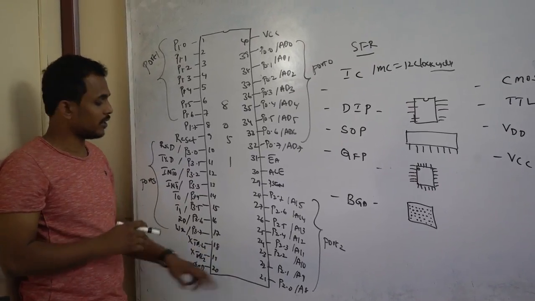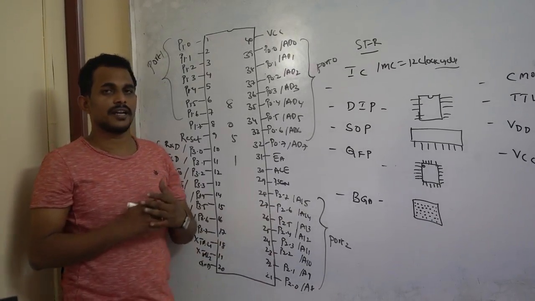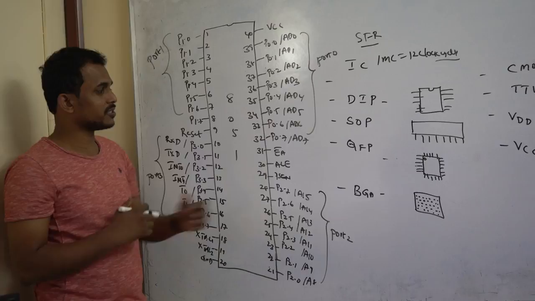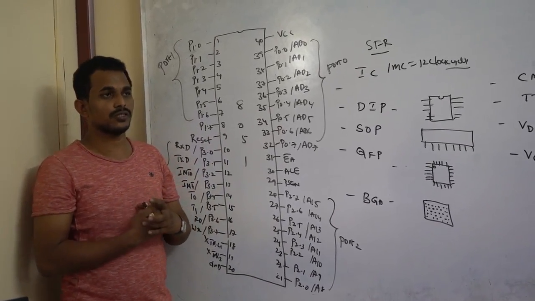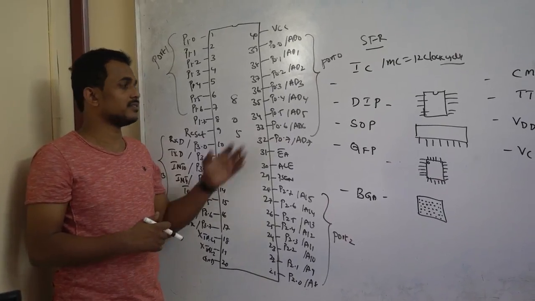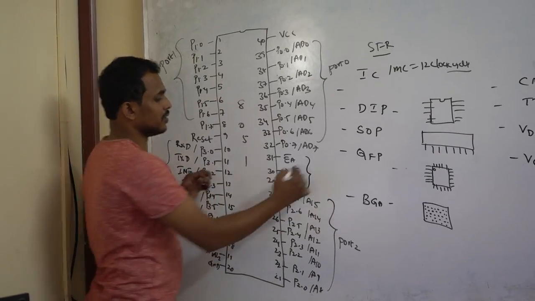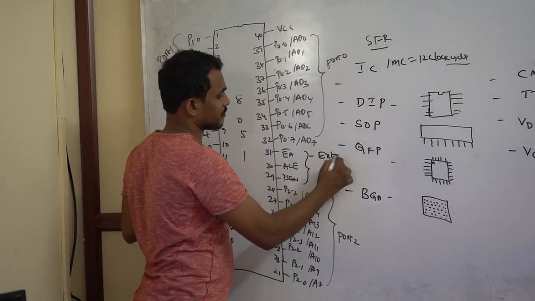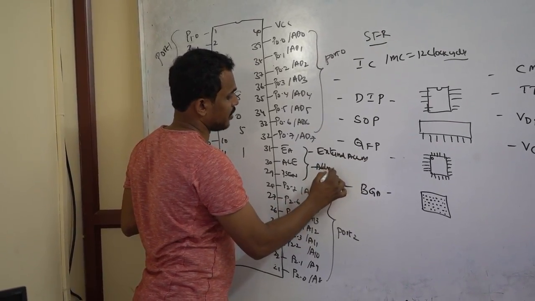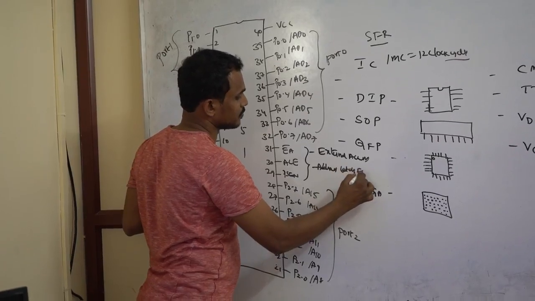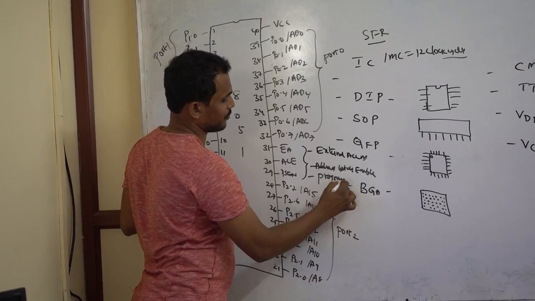And the 20th pin is ground, and 21 to 28 are related to port 2 as well as the higher byte address bus. And what is the necessity of this address bus and data bus here? Whenever very low quantity memory is given in microcontrollers, and you are looking for external access of memory, then you will have to program these 3 lines. Here EA stands for external access, ALE stands for address latch enable, and PSEN stands for program store enable.